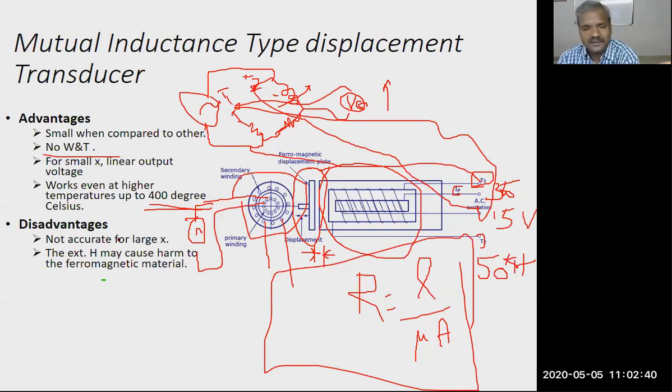The disadvantage is, as I said, for large values of displacement it is not accurate; non-linearity exists. Also, if there is any external magnetic field nearby the sensor, this magnetic material easily picks up the variation. So the external magnetic field may cause harm to the ferromagnetic material. That is the major drawback here. Due to that external magnetic field, this plate may deviate from its line of action.